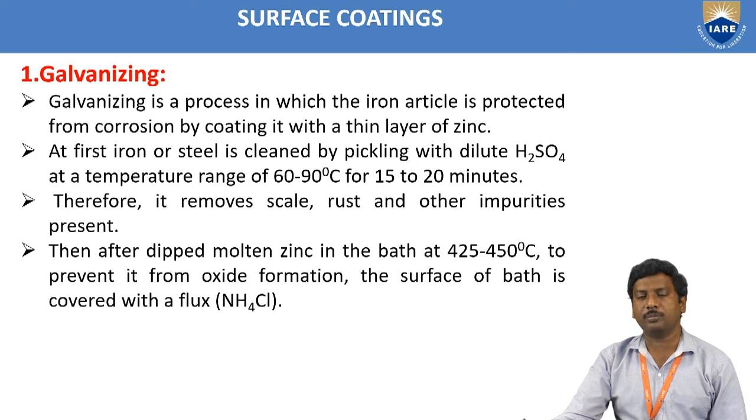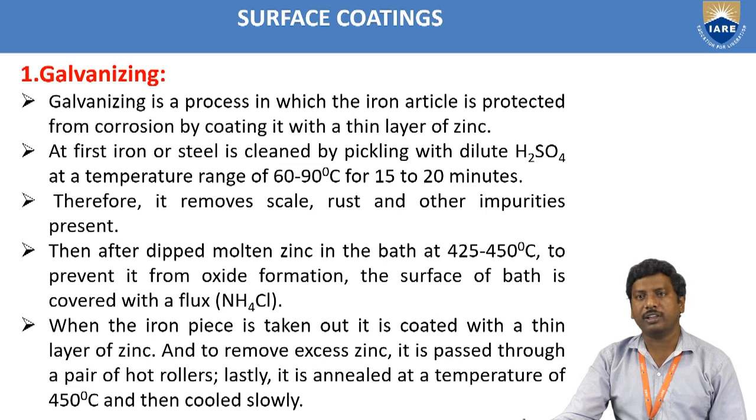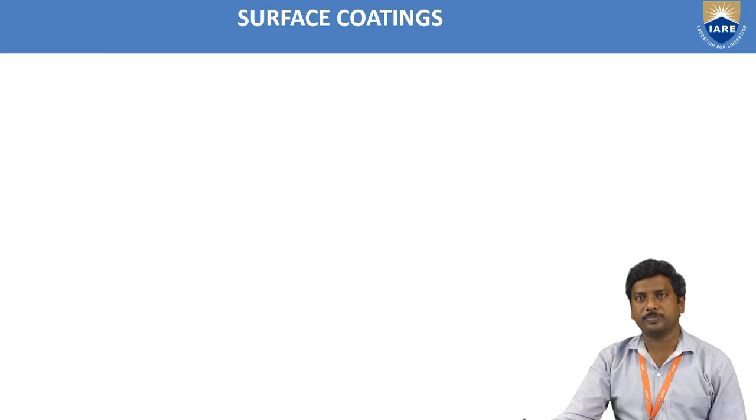Then it is dipped in a molten zinc bath at 425 to 450 degrees centigrade. To prevent oxide formation, the surface of the bath is covered with a flux like ammonium chloride. When the iron sheet is taken out, it is coated with a thin layer of zinc, and to remove the excess zinc, it is passed through a pair of hot rollers. Lastly, it is annealed at a temperature of 450 degrees centigrade and then cooled slowly.